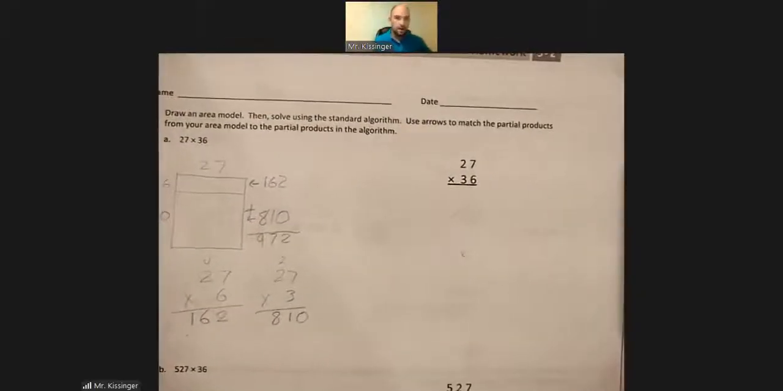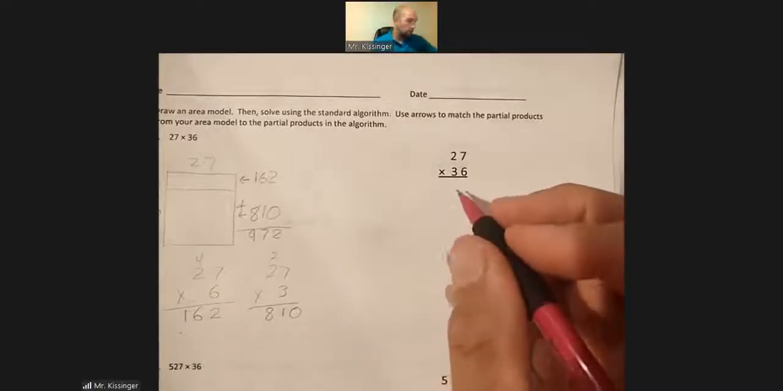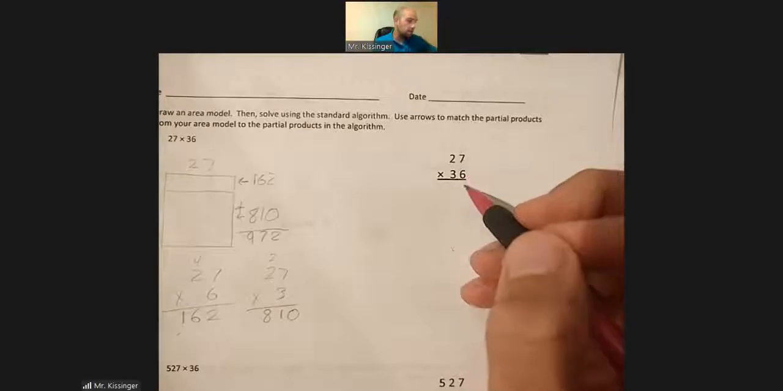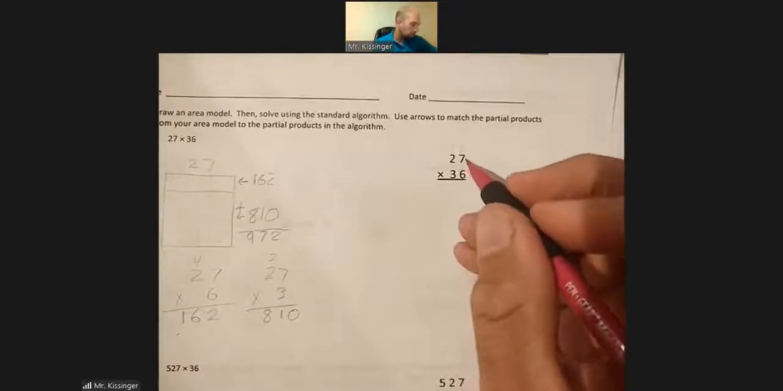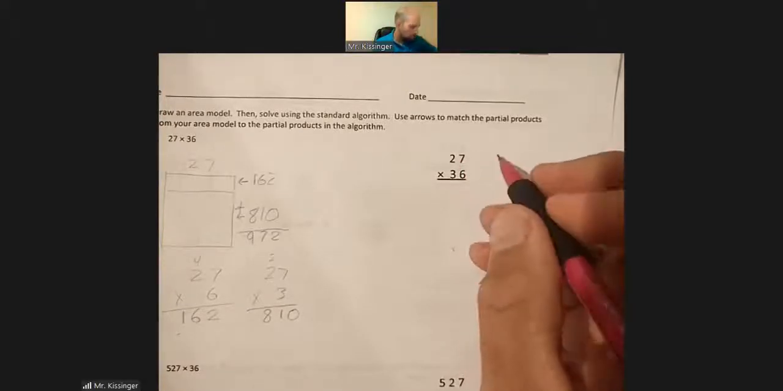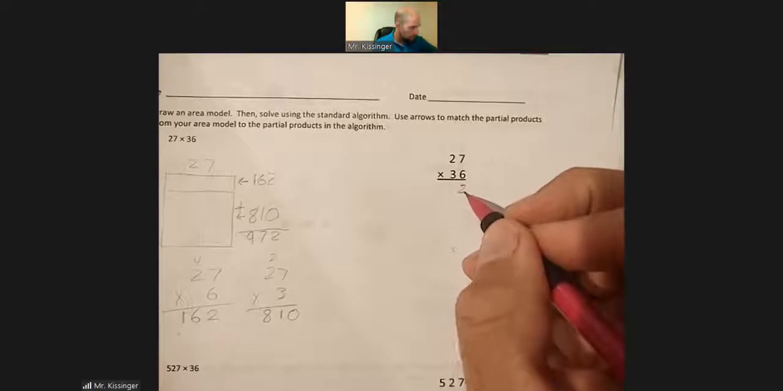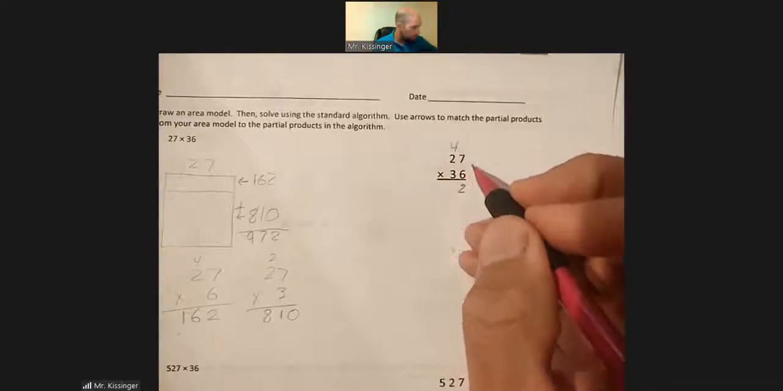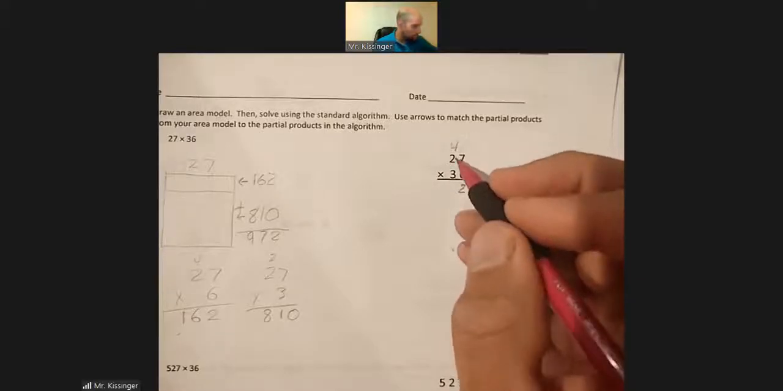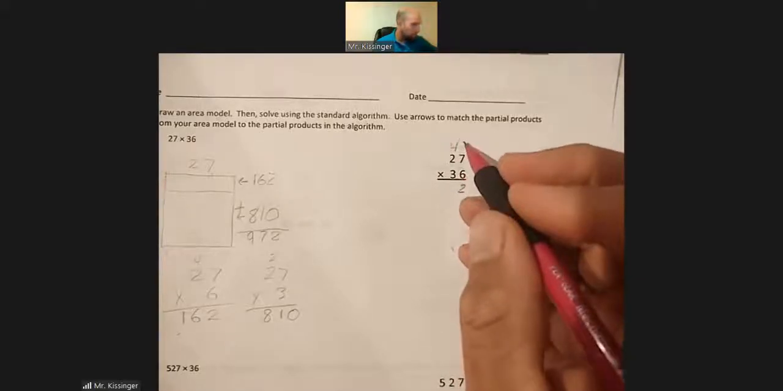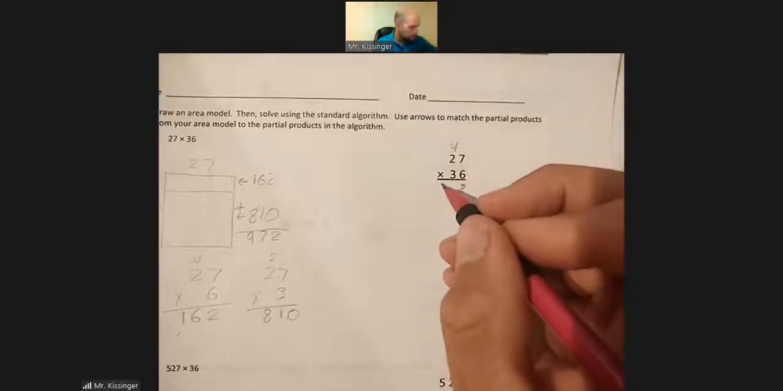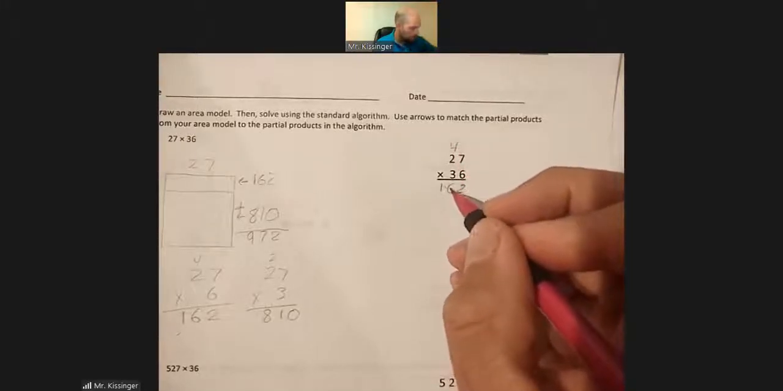Now let's look at our standard algorithm over here to the right. We can do this the same way. 27 times 6 is, 7 times 6 is 42. 2 times 6 is 12. Plus 4, 16. We get 162.